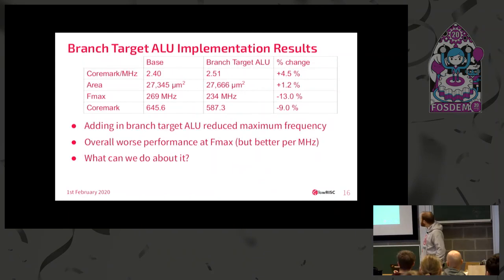So here are the results of implementing the branch target ALU. I've just put the CoreMark results in, but you'll see some Embench results later. And CoreMark per megahertz, well, that's gone up by about 4.5%, which is what we expected. Great. Area has increased a little bit, but not too much. Great. The problem here is we've just lost some frequency. So our fmax, the maximum frequency that our core can run at, has gone down by 13%. So actually, this means overall, we haven't necessarily increased performance, because our maximum frequency has just gone down. So our CoreMark per megahertz has gone up, but overall, we end up with a lower CoreMark result. We end up with a slower core.